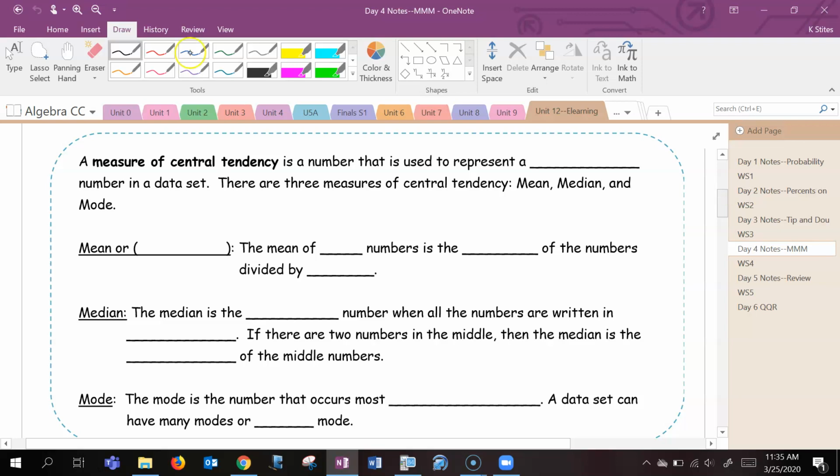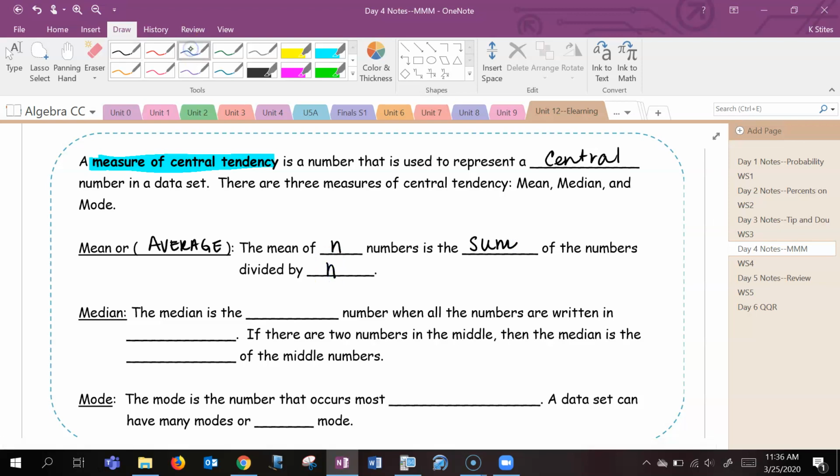Okay. So mean, median, and mode are something that you should have heard of in the past in middle school. All of these things are called measures of central tendency. I know that's kind of a strange phrase, and it's a number that's used to represent a central number in a data set, and there are three of these: mean, median, and mode. So mean is just another name for average. And the mean of n numbers is the sum of the numbers divided by n.